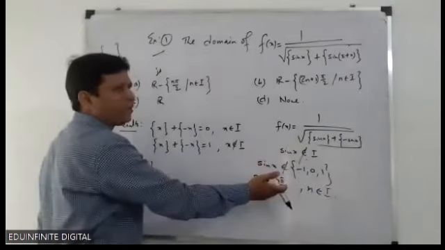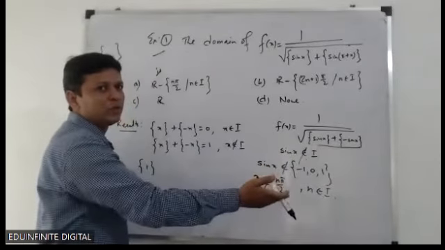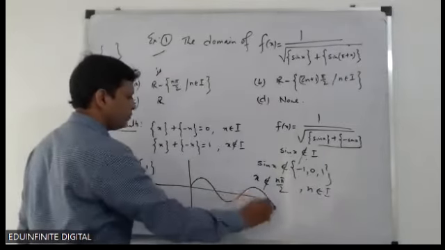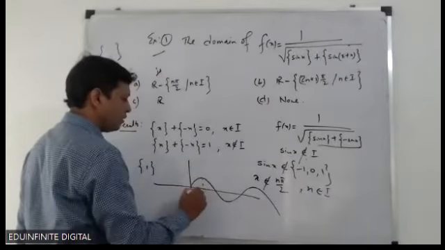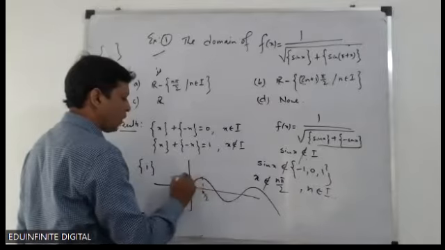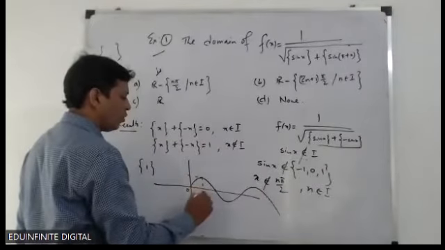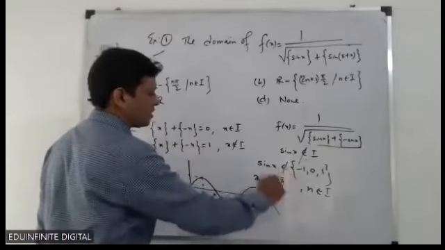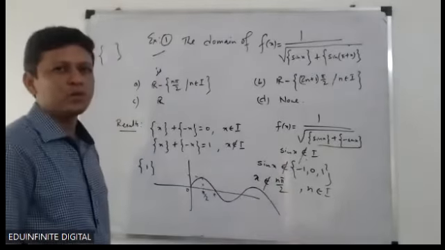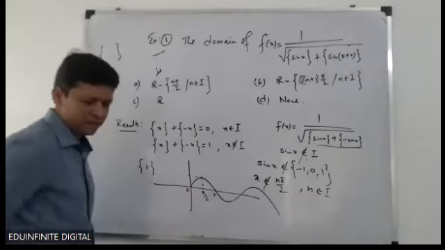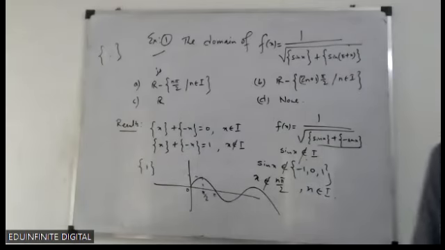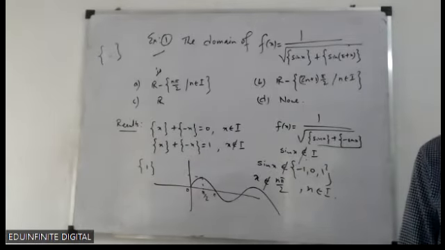That means x cannot be a multiple of pi by 2, because sin x has those values there. This is pi by 2. At 1, 0, this is pi, right? So at those integral points, x is not equal to n pi by 2. That means the domain is the real numbers minus these points. This is the answer. Am I clear, everybody?